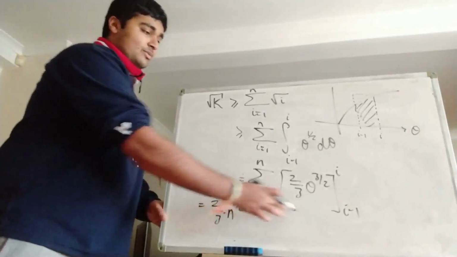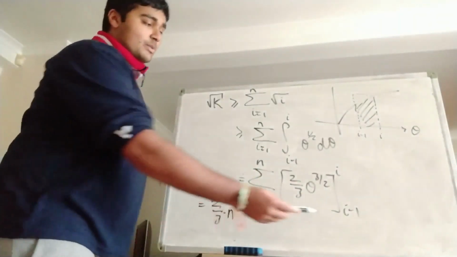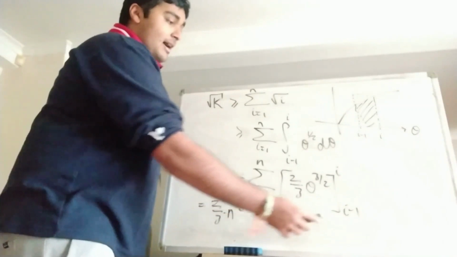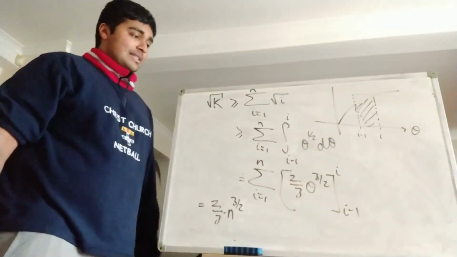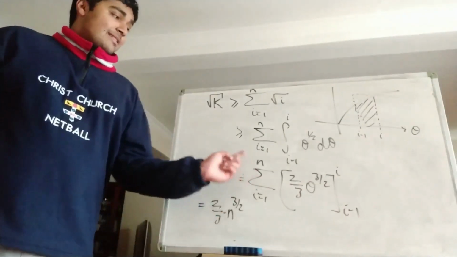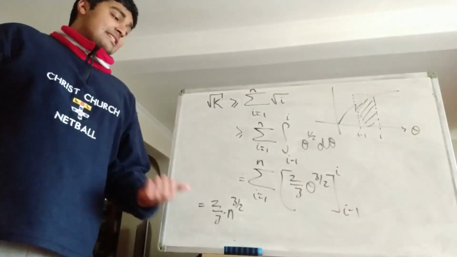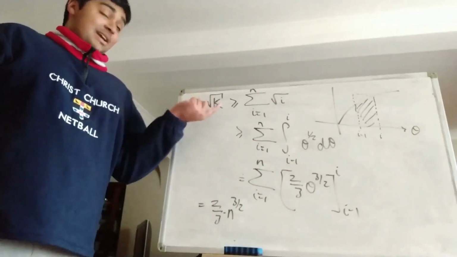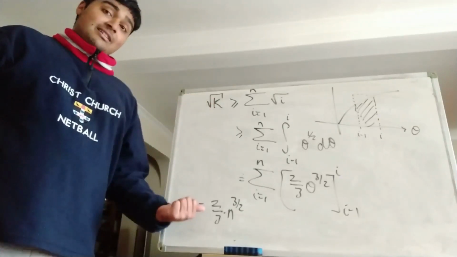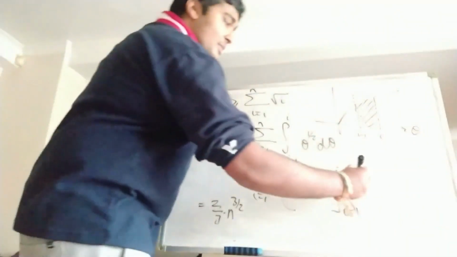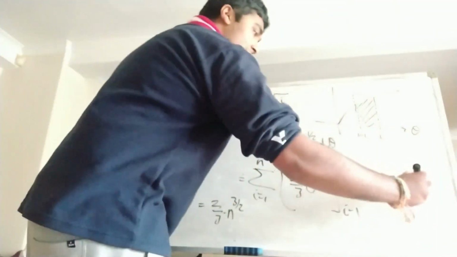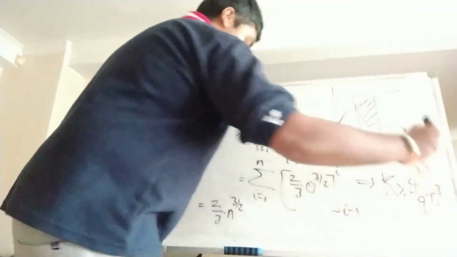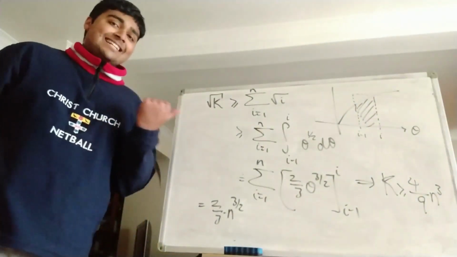And then when i equals 1, we're considering the bottom term. When i equals 1, i minus 1 is going to be 0, and when you plug that in, you get 0 to the 3 over 2, which is just 0. So all in all, this whole thing is just 2/3 times n to the 3 over 2. So we have root k is bigger than or equal to 2/3 times n to the 3 over 2. Squaring both sides gives us that k is bigger than or equal to 4 over 9 times n cubed, and that's exactly what we wanted to prove.